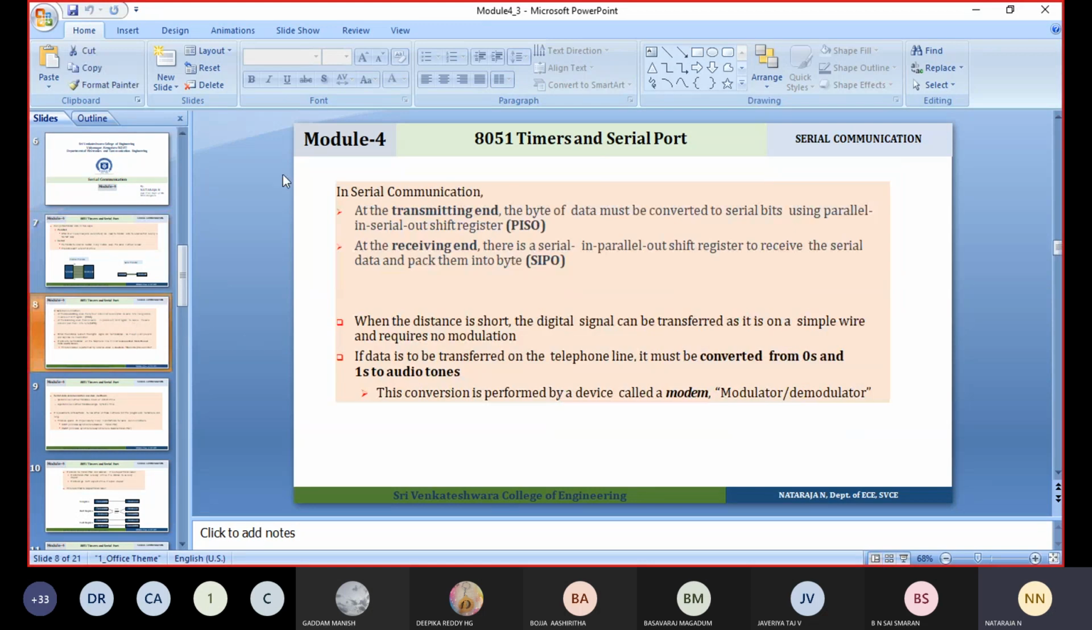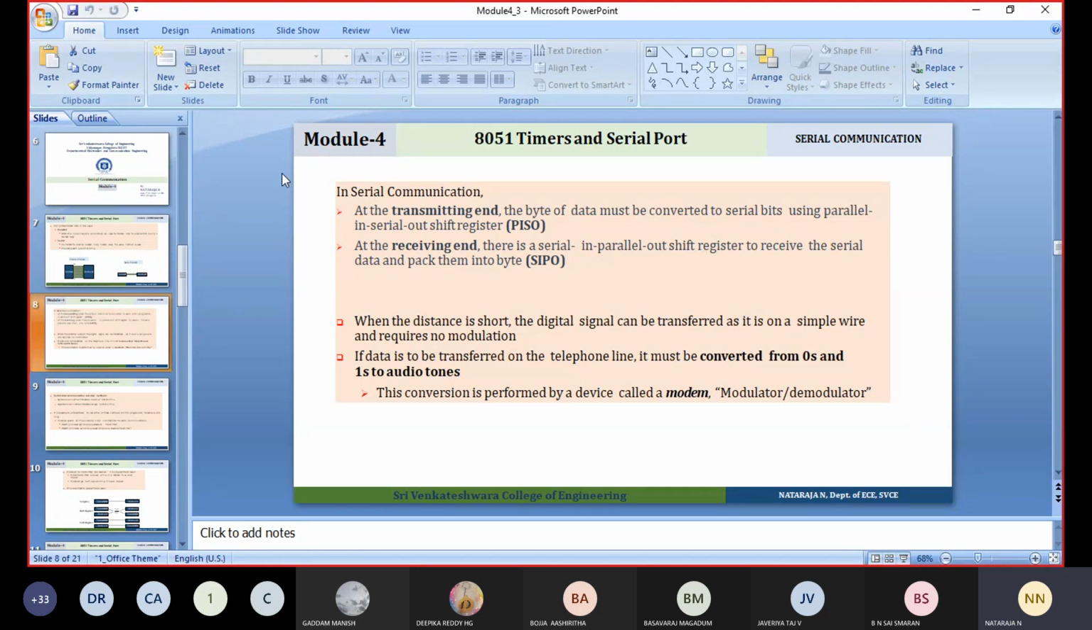Okay, next, coming to serial communication. At the transmitting end, the byte of data must be converted into serial bits using a parallel in, serial out shift register. We have different types of shift registers: parallel in, serial out; serial in, parallel out; serial in, serial out; and parallel in, parallel out. Four different types of shift registers we have, as you studied in the logic design or DSD lab, where we have already studied shift registers.